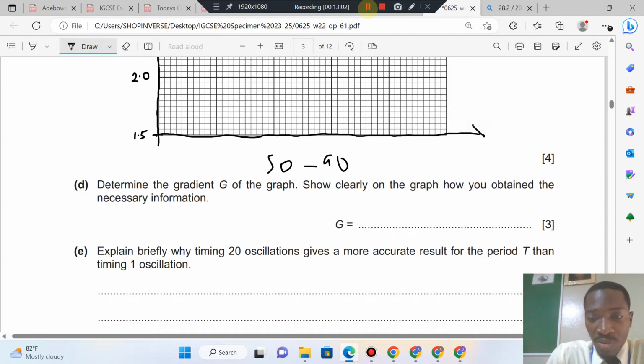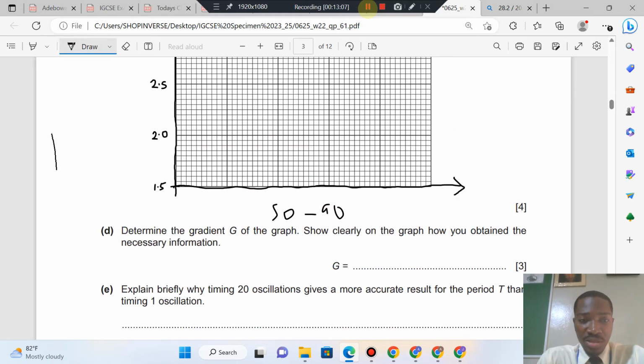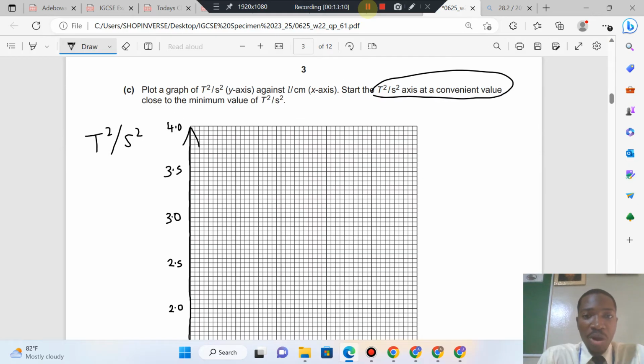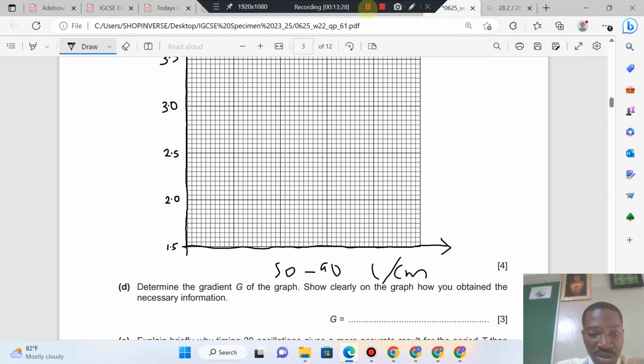And what are you plotting on the horizontal axis? You are plotting length. The question says, plot a graph of T squared against L in centimeter. So down here, we put L in centimeter. Good. Also, we need to calibrate this. The calibration will go from 50 to 90. So we calibrate it this way: we have 50, 60, 70, 80, 90.